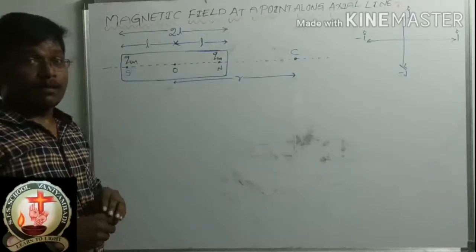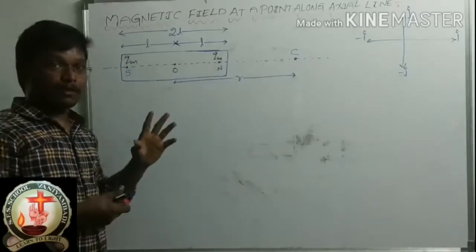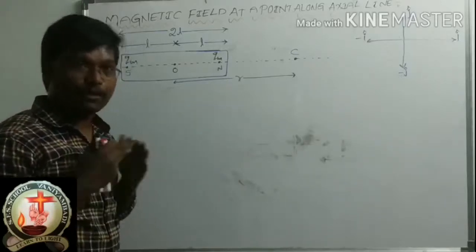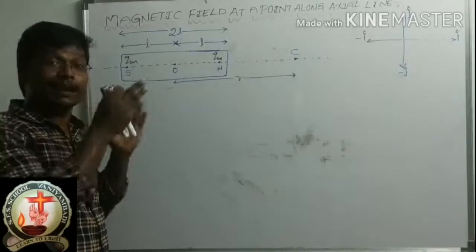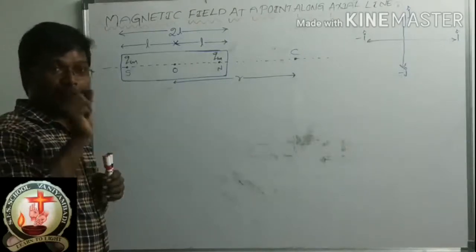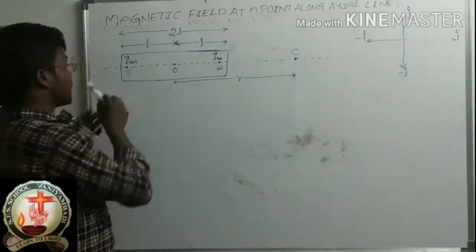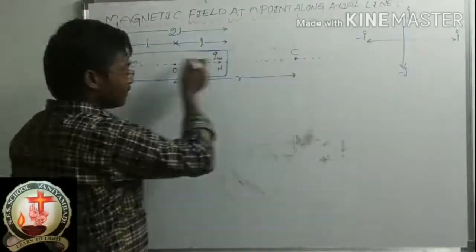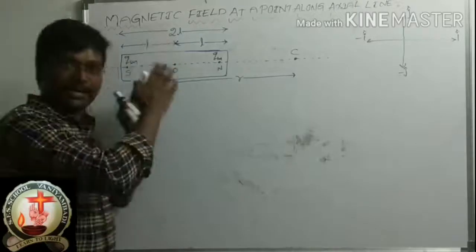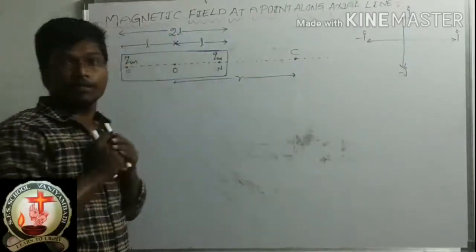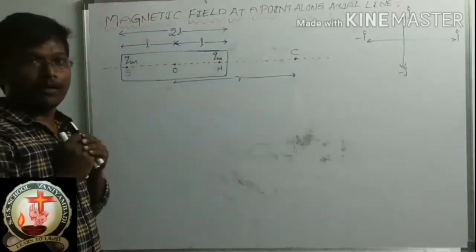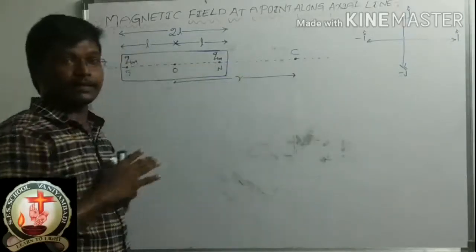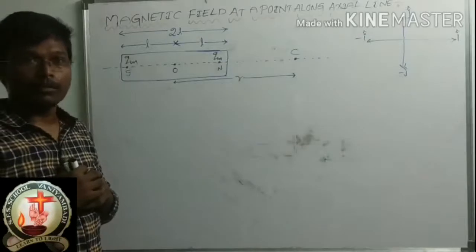And the magnet, otherwise, if a bar magnet is placed on the axial line, this is the axial line. On the axial line, our bar magnet we can place. Remember this?